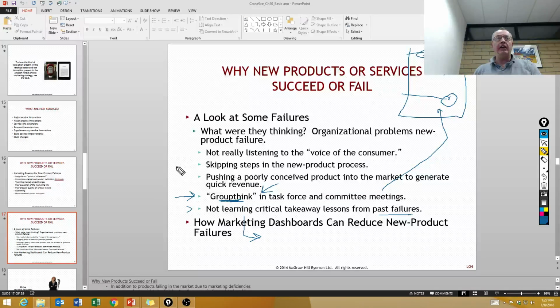Okay, and then the final reason that new products can fail is due to not following this new product development process that we're going to look at next.